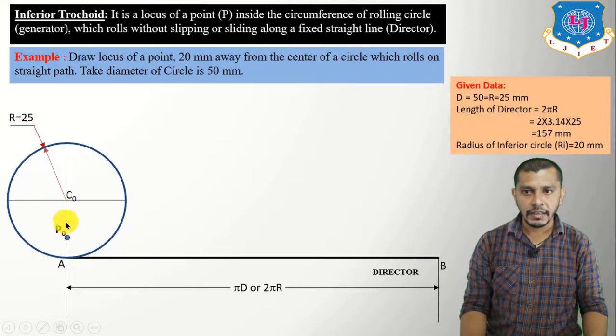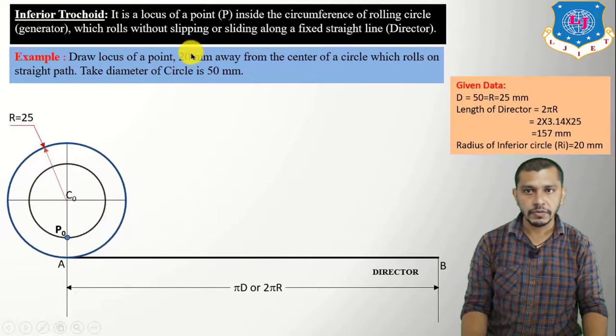Now after marking this point, take C0 as a center and radius equal to C0 to P0, or radius equal to 20 mm. Draw a circle. This is the inferior circle, and the radius of the inferior circle will be equal to 20 mm. After drawing the circle, divide this circle into 8 equal parts.